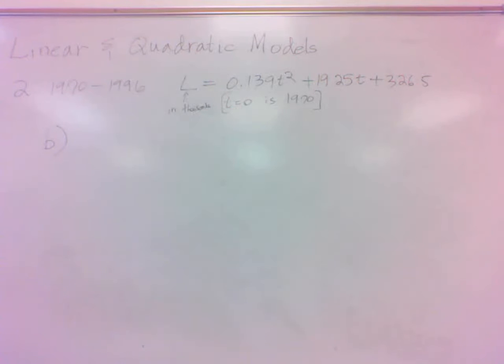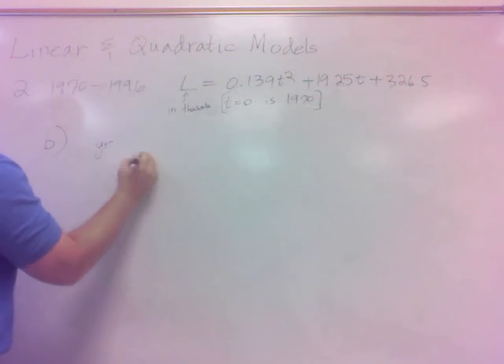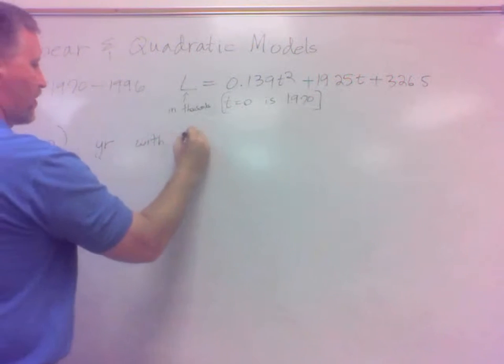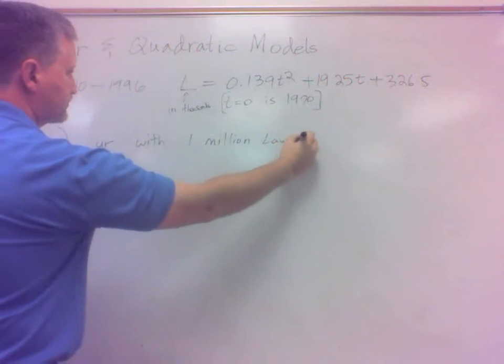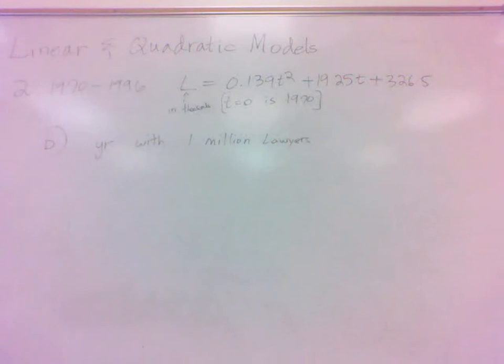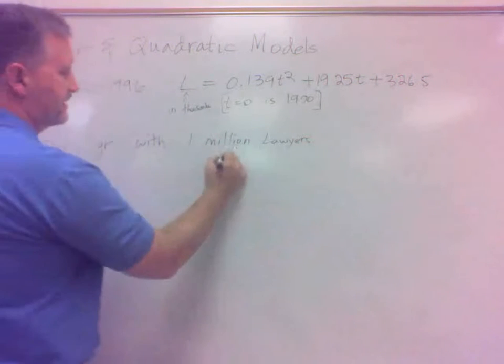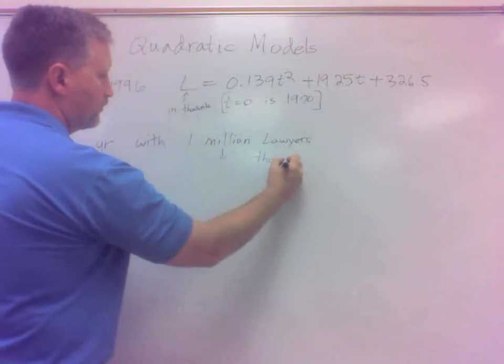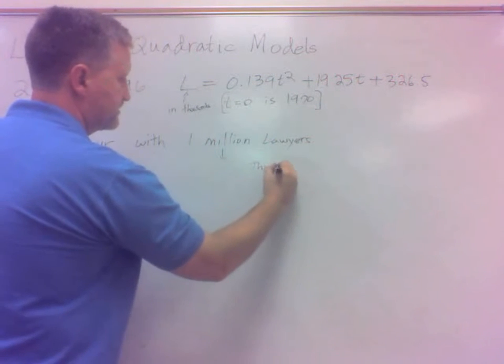According to the quadratic model, in which year would the number of lawyers have reached or surpassed 1 million? So I'm looking for the year which reaches 1 million lawyers. Okay, couple of issues here. First of all, since lawyers in the model is in thousands, let's think about 1 million in terms of thousands. How many thousands is 1 million?